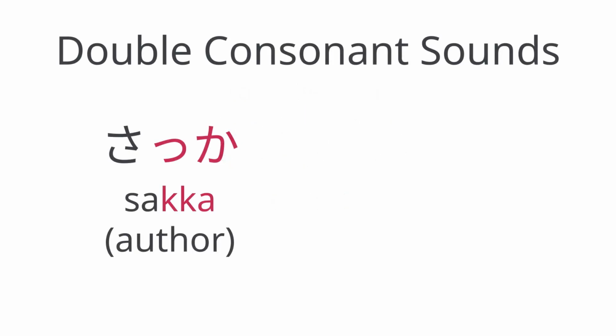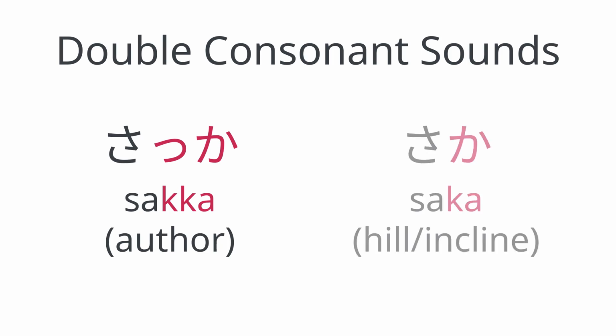Before we end this video, let's talk about double consonants. In Japanese, we have double consonants which we write using a small tsu. For example, sakka. Notice how we add a short pause whenever we get to the small tsu. Sakka. Compare sakka with saka. Can you hear the difference? Sakka, saka.